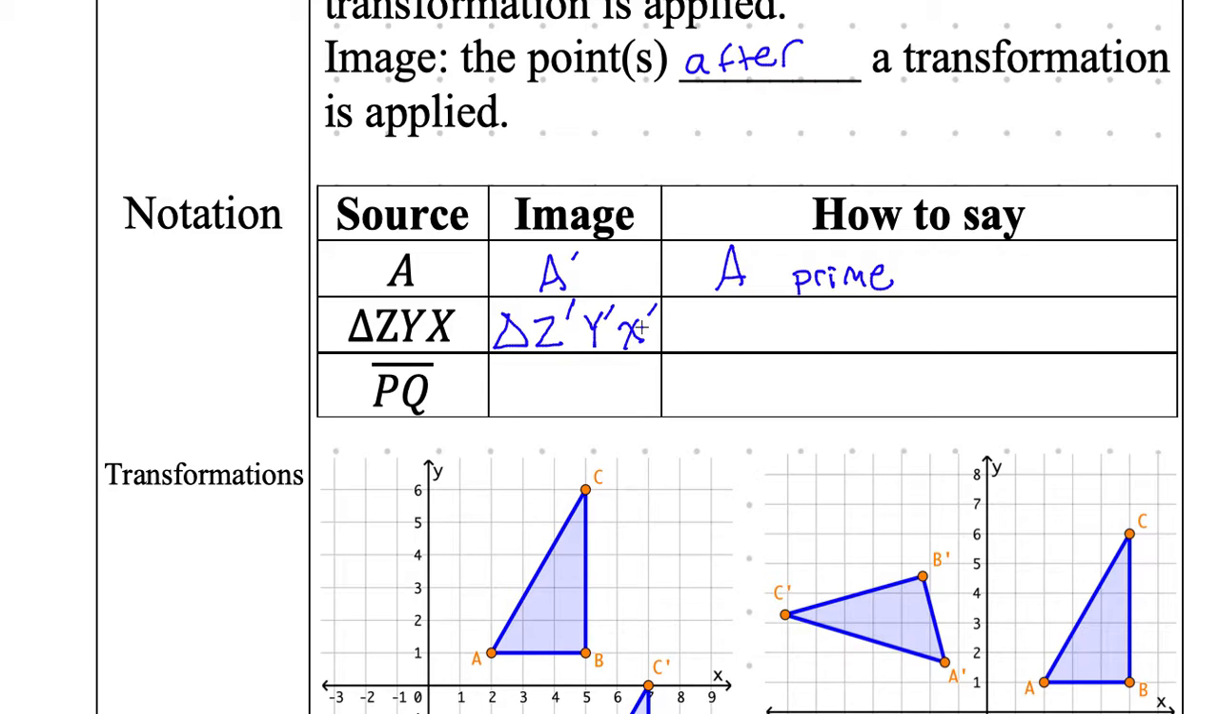Can you do like parentheses and then put prime? Normally we don't do that in mathematics. I understand that that kind of makes sense distributing the prime, but we want to write it like this. That's correct. No, it's a good idea. The way that we say this is triangle Z prime, Y prime, X prime. A lot to squeeze in there.